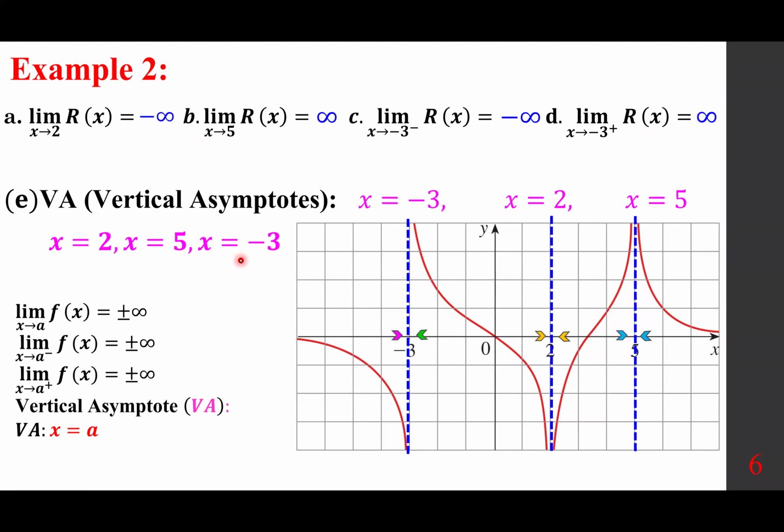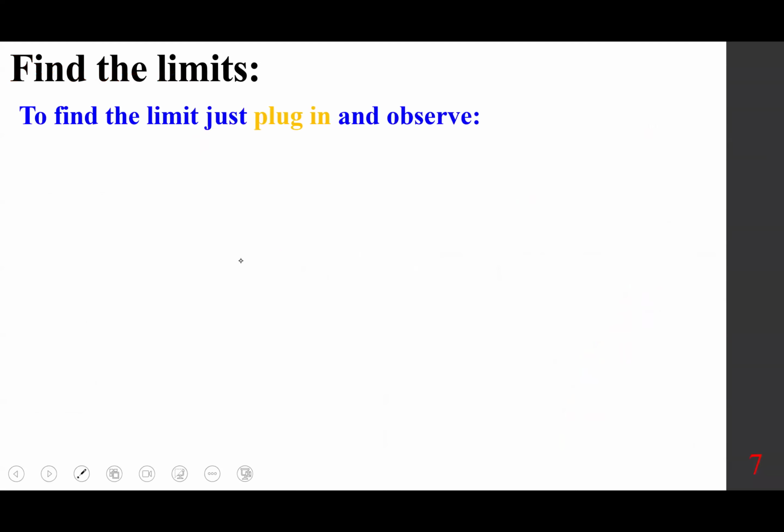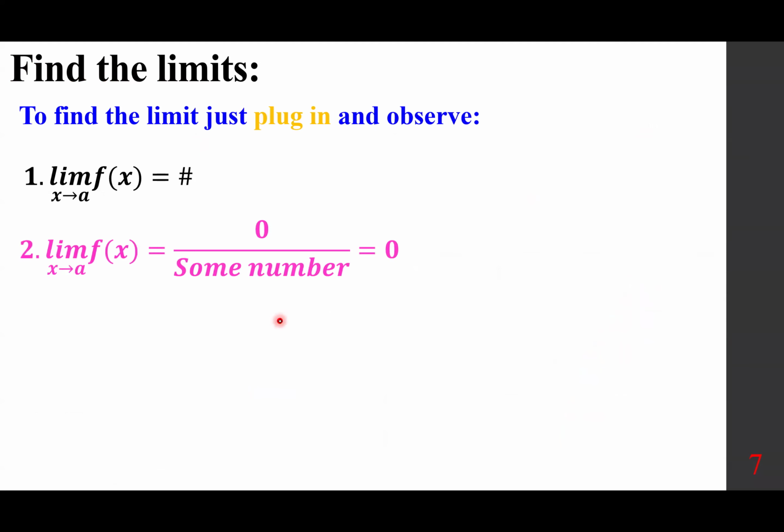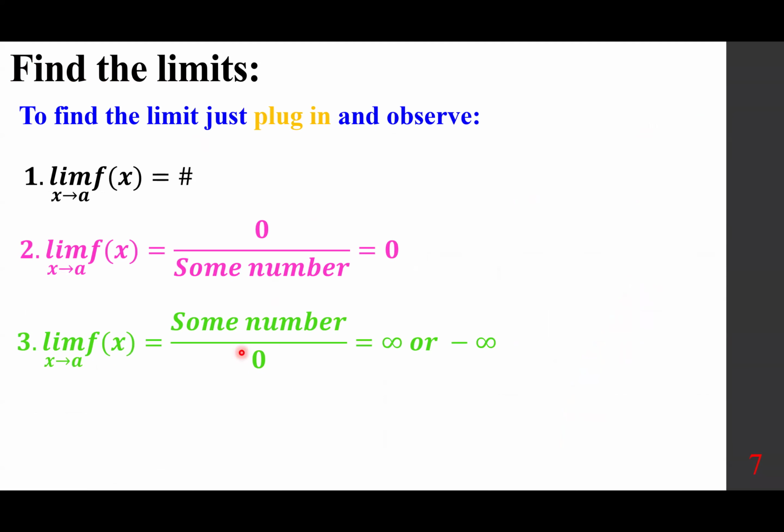All right, so the next thing is, how do we find limits, algebraic limits? Basically, you plug in and you observe. So what happens? It results in some number, you're done. It results in 0 over some number, it's 0 because the denominator is not 0. If it's the other way around, you have to just figure out infinity or negative infinity.